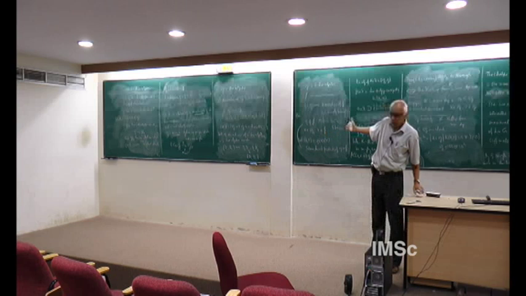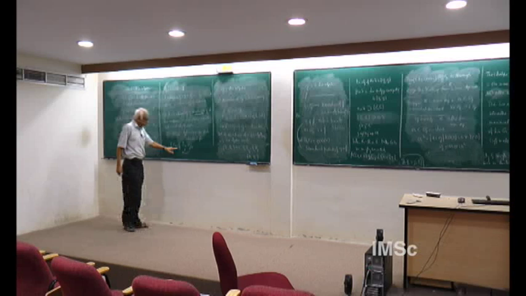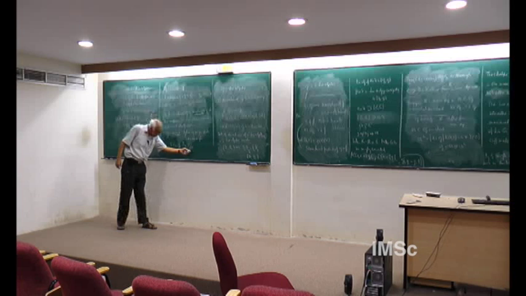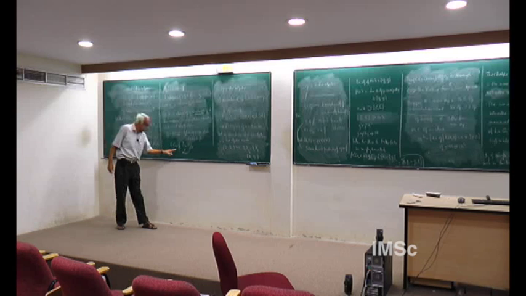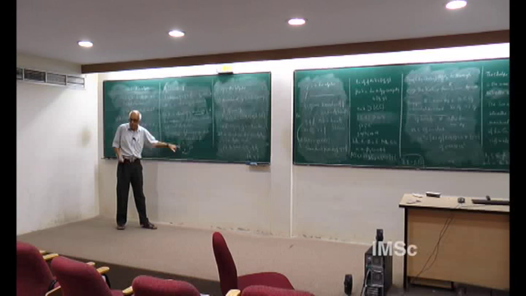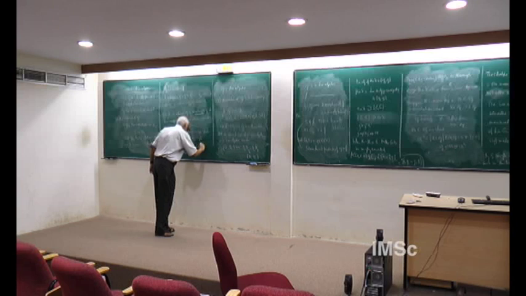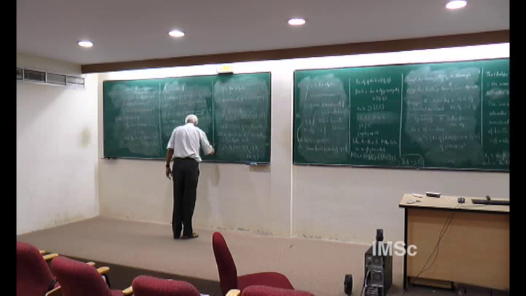So here what's happened is this: G is the Lie algebra, R is the radical, and G by R is some semi-simple thing. What we are saying splits here, the semi-direct product. Inside here, R is an ideal, so G by R acts on this. And so you can form the semi-direct product, and that is precisely what G is. So G is a semi-direct product of G by R and R.